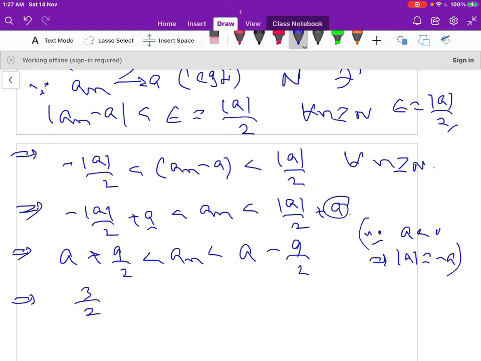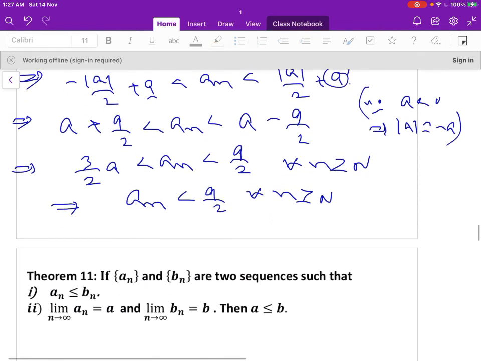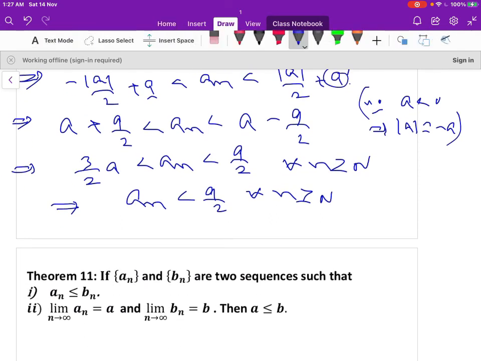So this implies a plus a by 2, that is 3 by 2 a less than an less than a by 2. So this is true for all n greater than or equal to n. So this implies an less than a by 2 for all n greater than or equal to n.